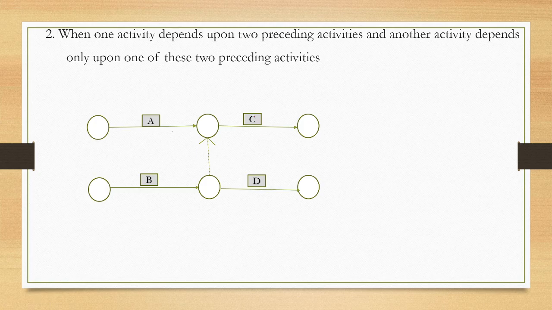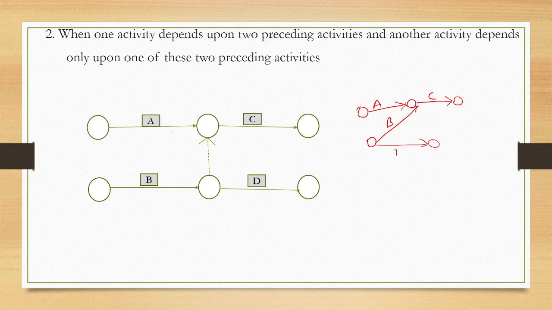Again, C is depending upon both A and B. So you might think that we can draw something like this. Okay, let's try. So this is A, and C is depending on both, so this is C. C is depending both on A and B, and D is depending only on B. But how to draw this D? You cannot draw it here.